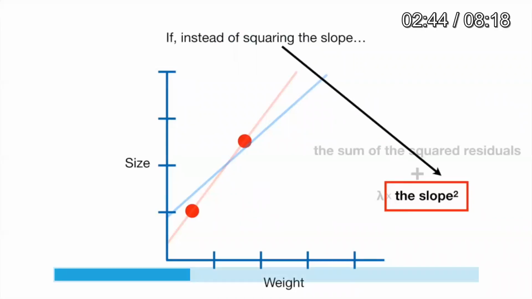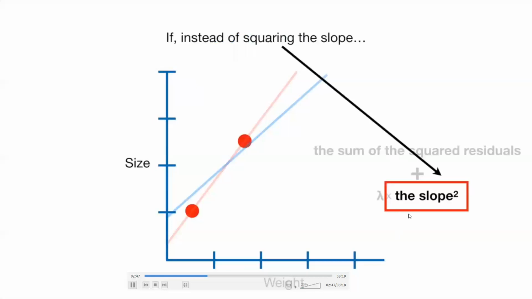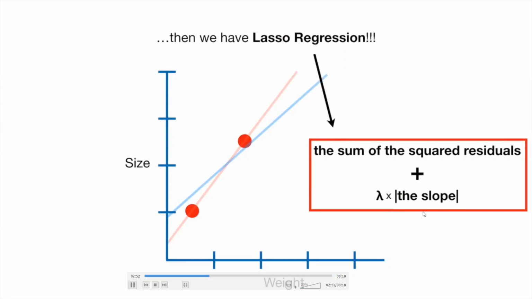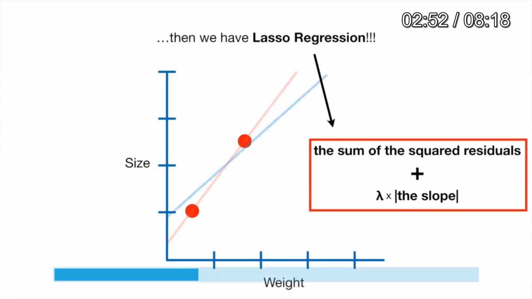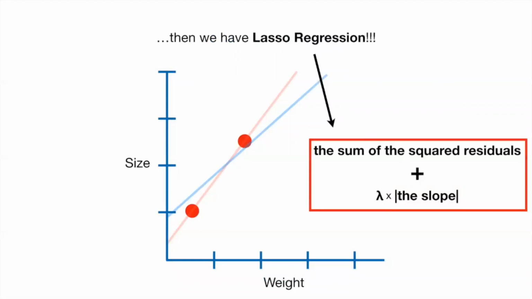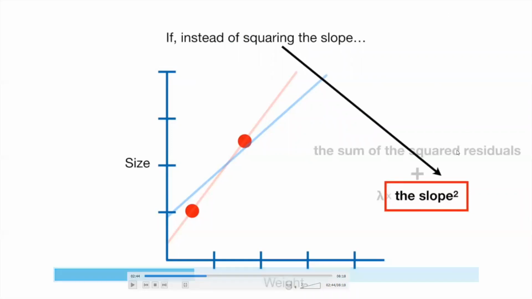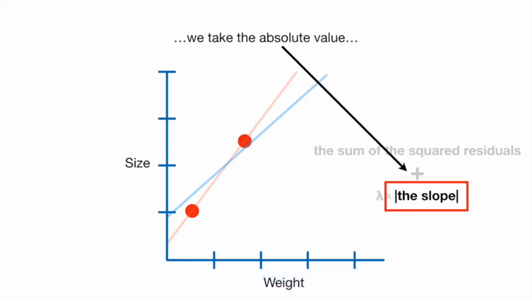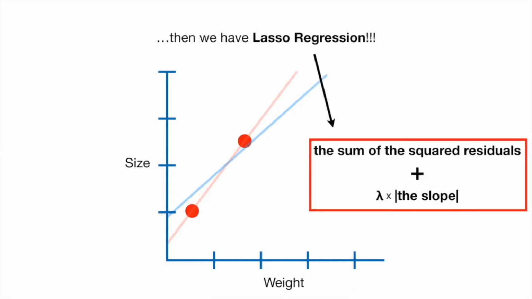Now, if instead of using the square of the slope, we use the absolute value of the slope, then we get lasso regression. In ridge regression we were using a squared norm, or L2 norm. But if instead of the square of the slope we just use the absolute value of the slope, what we get is called L1 regularization, or lasso regression.